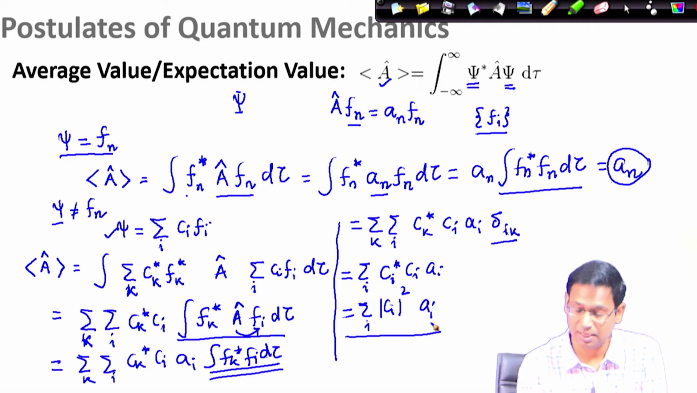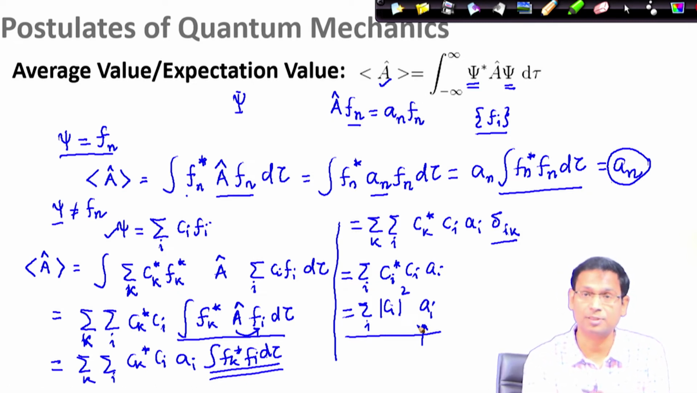The outcomes of this experiment are still A I, the eigenvalues of this operator A, because remember postulate 3 said that when you make a measurement, the only allowed observables are the eigenvalues and nothing but the eigenvalues of that operator A. So, operator A's eigenvalues are A I. So, therefore, even when the system is not an eigenfunction of that operator and I make a measurement corresponding to that operator, I am still going to get eigenvalues as the outcome of this experiment.